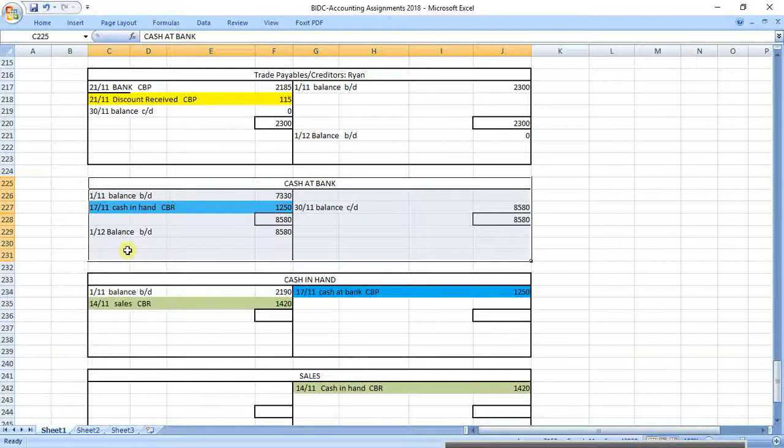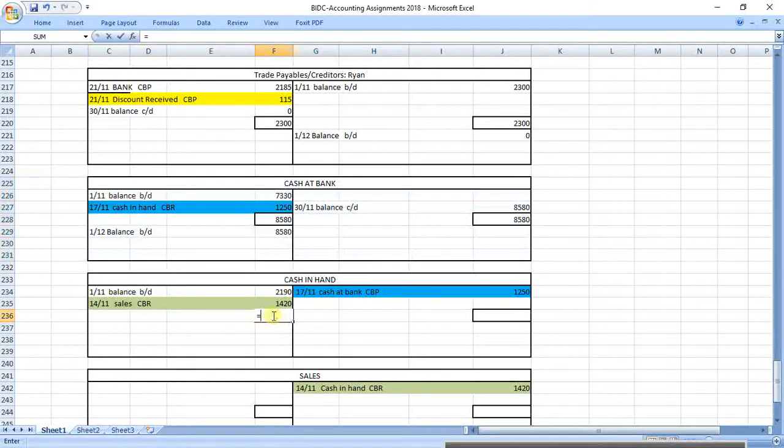Right, same total. Okay, cash in hand. Let's see. Which side's bigger? The debit side. Correct. So sum up. I get 3610. That side's bigger, so I want the same total on both sides. Then I'm going to carry down the difference. Does that make sense? So 3610 minus 1250. Correct. 2360. Yes, 2360 is the opening balance for the next month, closing balance for the previous month.